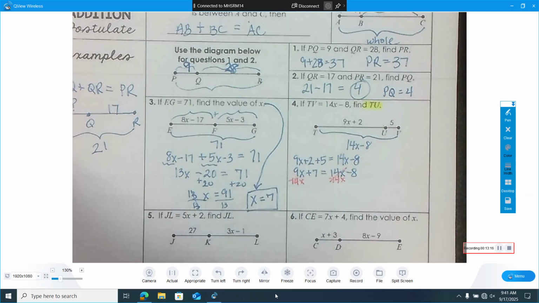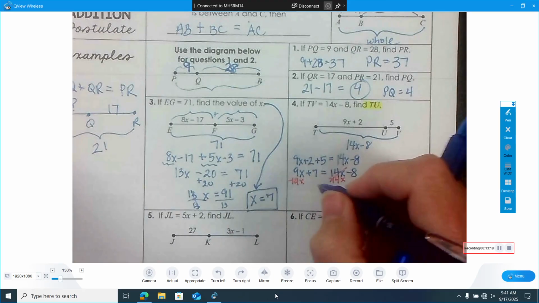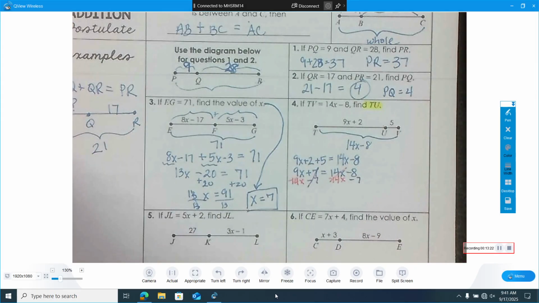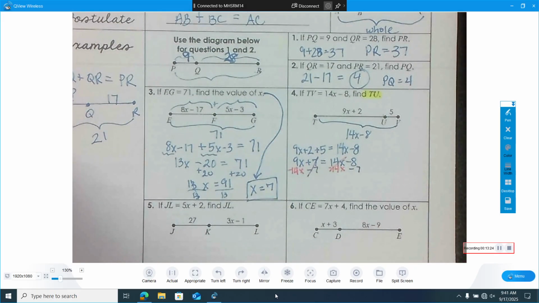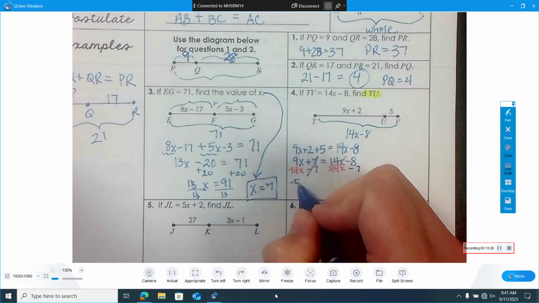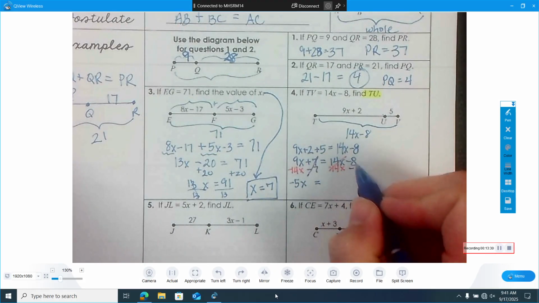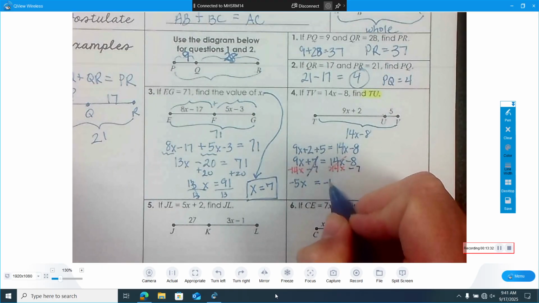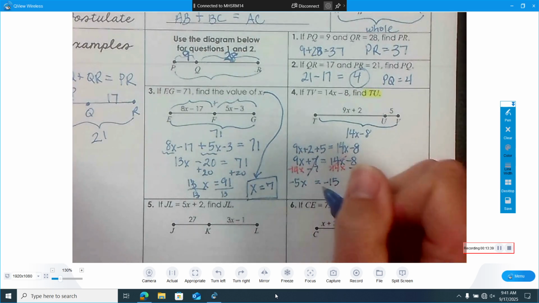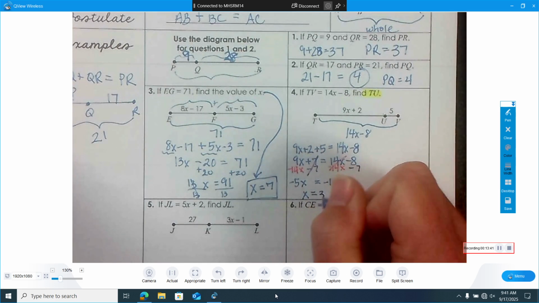Can I do 2 steps in one here? Can I also subtract 7 from both sides? And again, there's multiple ways to solve, so you could have done things a little differently. Let's see, 9 minus 14 is negative 5x, and negative 8 and a negative 7 is a negative 15. And then I need to divide by negative 5, so x equals 3.